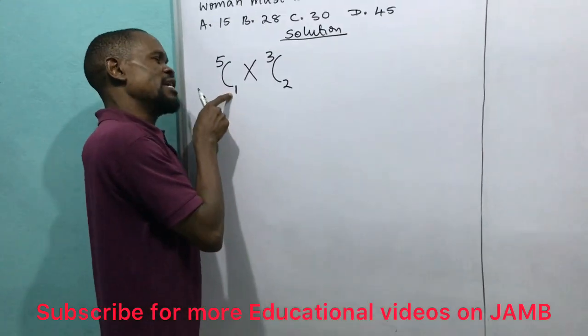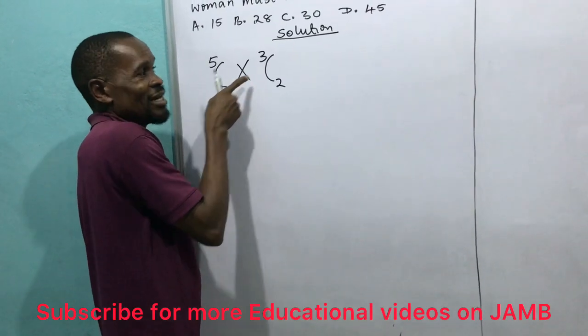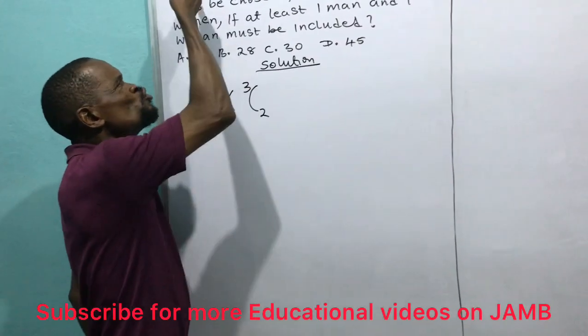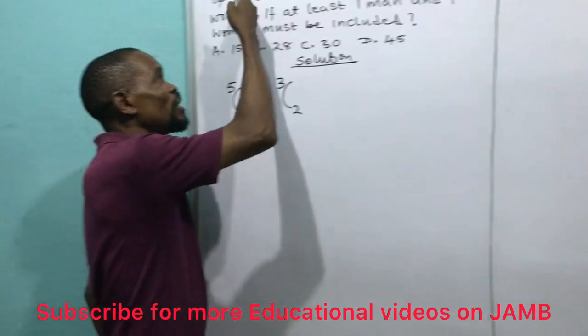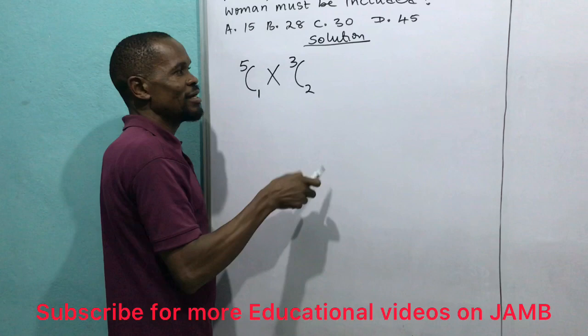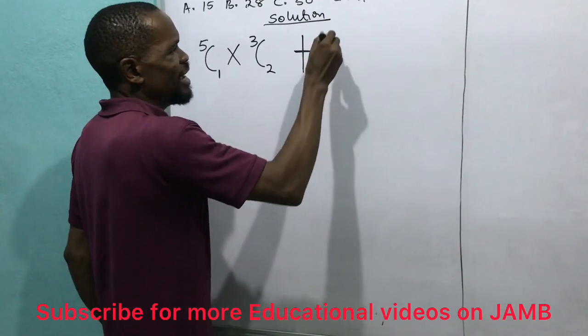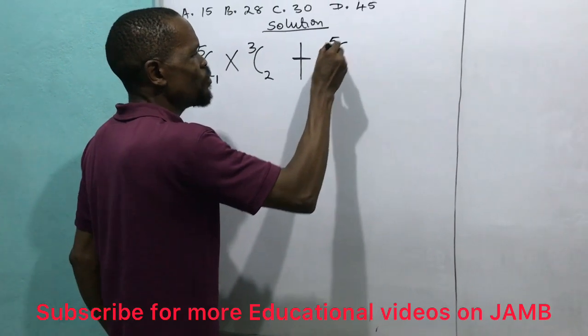So if the least number of men is 1, then the remaining 2 that will make the delegation 3 should be what? 2 women. Then the plus, what happened? Because it's a conditional. Then out of 5 men, we are choosing 2.